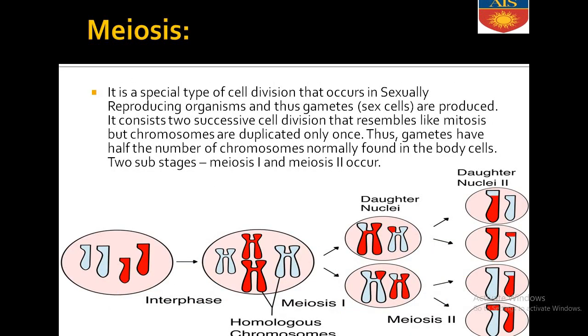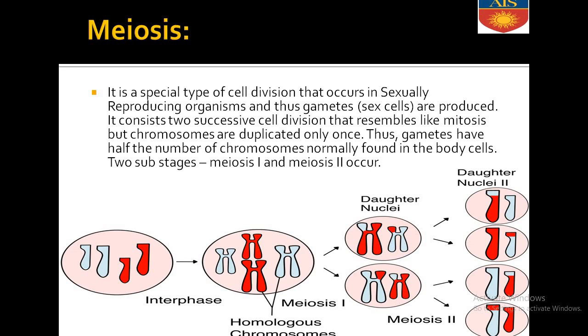Next, we will read about meiosis. It is a special type of cell division that occurs in sexually reproducing organisms. I told you that we have 23 pairs of chromosomes. Out of these 23 pairs, only one pair undergoes meiotic division. The meiotic division has two stages: meiosis 1 and meiosis 2. When there is a division, it produces 4 haploid gametes, 4 haploid daughter cells.